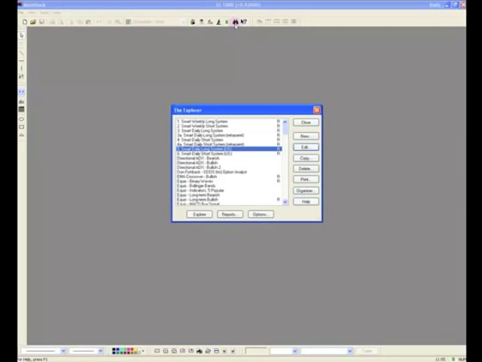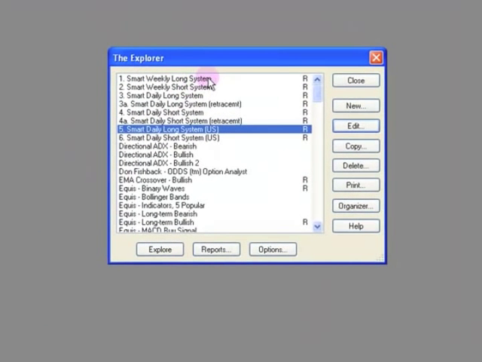So in my exploration, I have all my scans set up, and I have copied my daily long system and my daily short system scans and set them up to run across the US shares. So I've got a custom folder of the US shares set up with Data HQ.